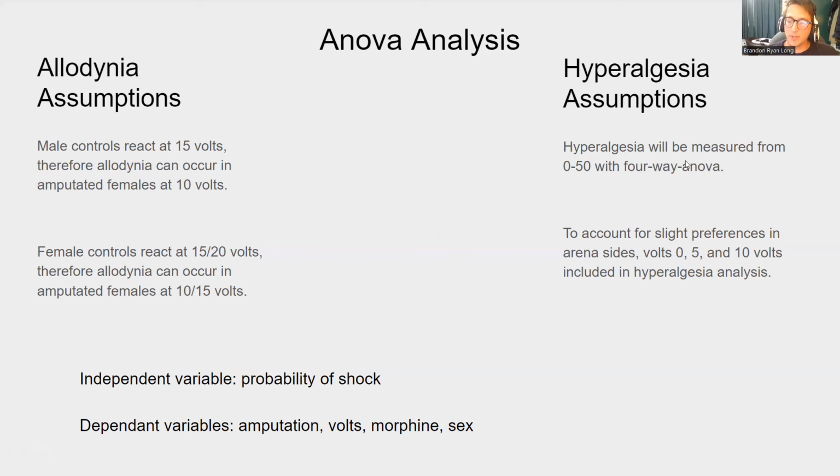For hyperalgesia, pretty much everything beyond anything that's painful is on the table. So 10 or 15 volts, but there's some initial preferences for the arenas. To account for that, we included 0 to 50 volts. The reason we chopped off the 55 to 100 volts is that it just starts to cripple the flies and they can't really escape too well.